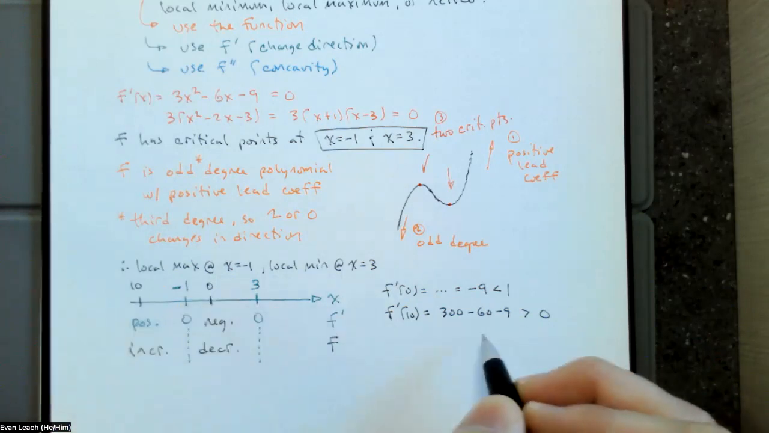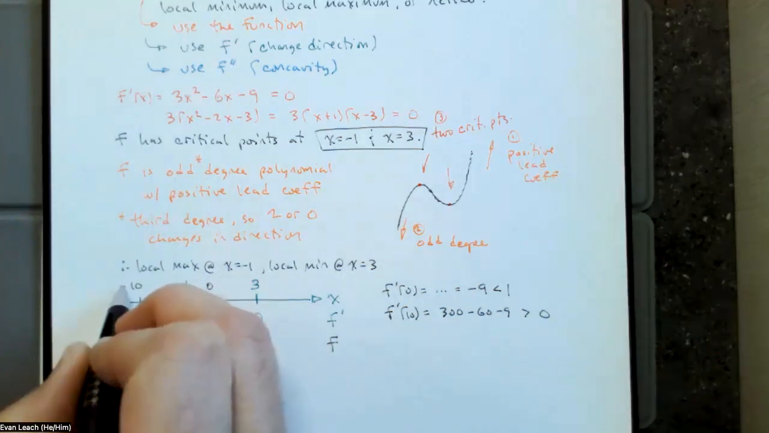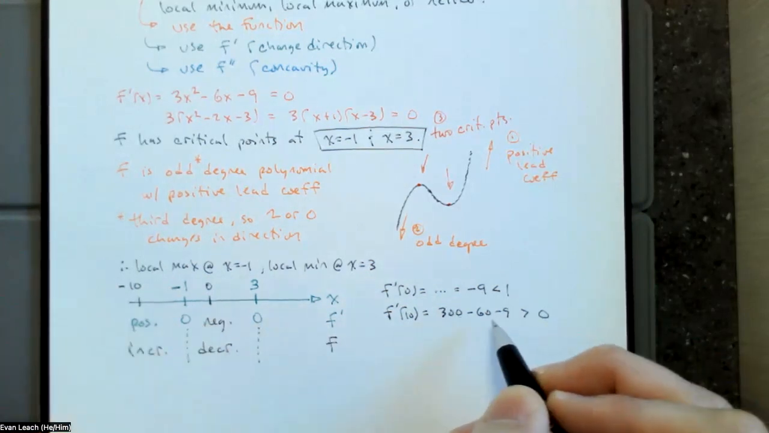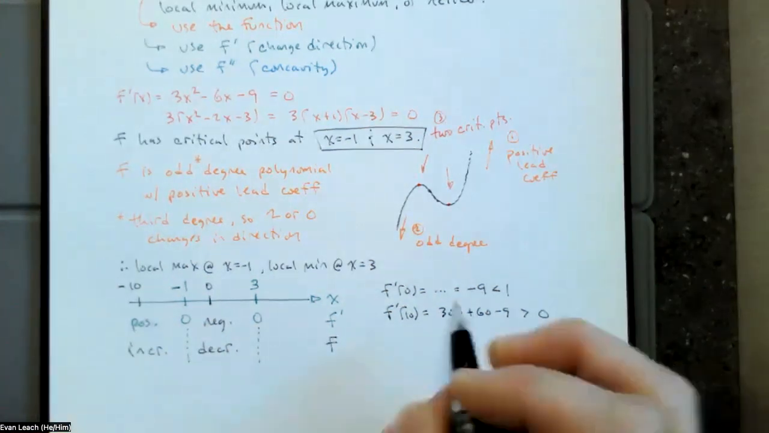Once again, oops, -10. I was going to do this one next, and I switched to this one. Still at 300 because it's squared. The 60 is going to be positive.